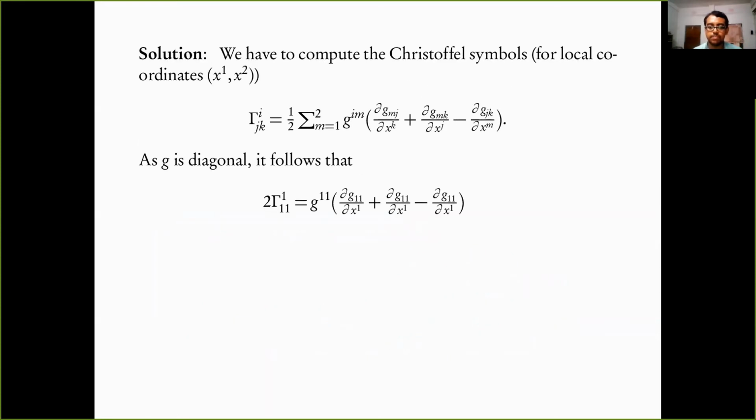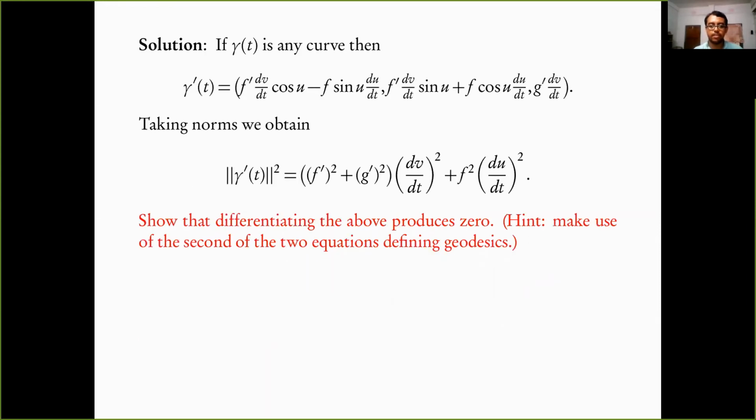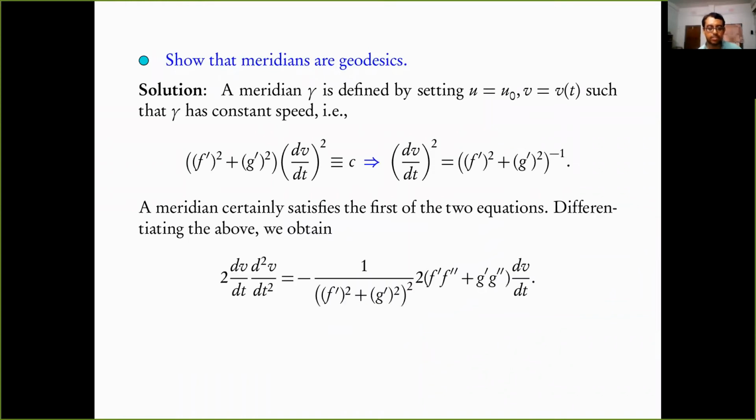Okay, so let me maybe just go forward. So that's what I just said. It satisfies the first equation. So let's differentiate this and see what we get. So if you differentiate, what do we get? Twice v prime, v double prime. That's what you get by differentiating v prime squared. It's 2v prime v double prime.